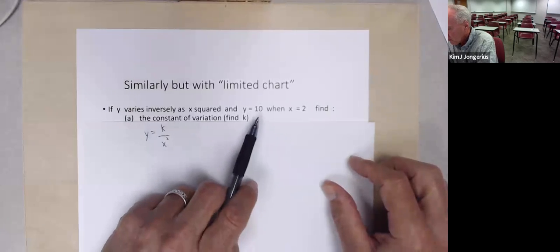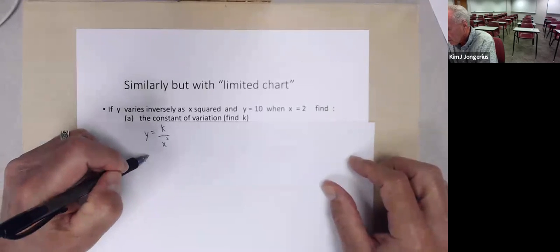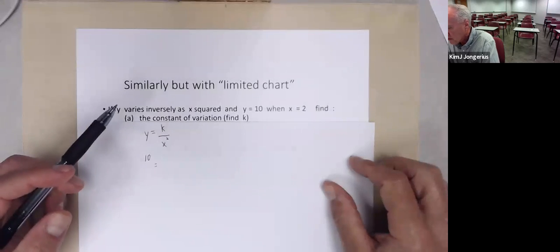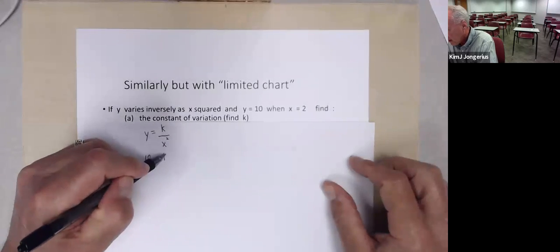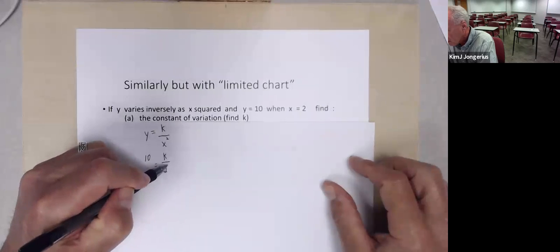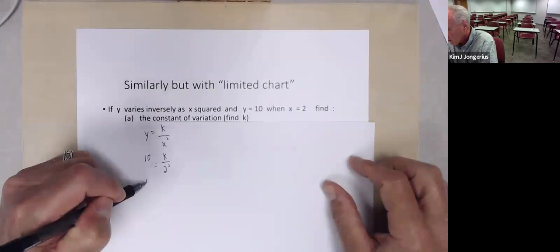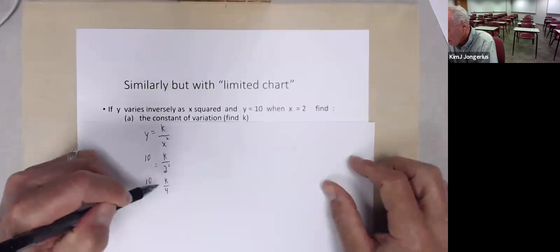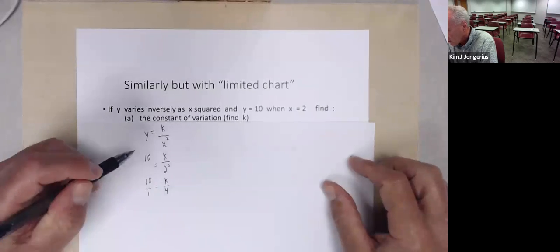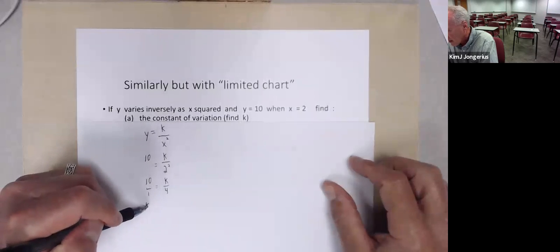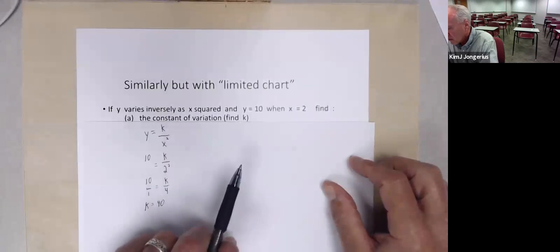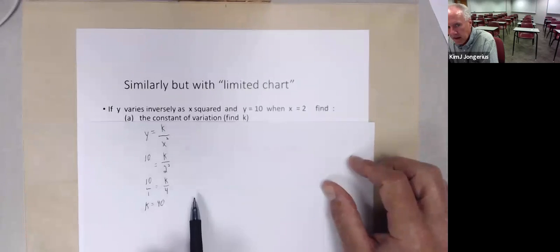Then we're told the y is a 10 when the x is a 2. So I have k over, here's the key now, 2 squared, or 4. So 10 would equal k over 4. Technically it's 10 over 1, so when I cross multiply, k times 1 will give me 40. So they asked us to find k. I have done that. K is 40.